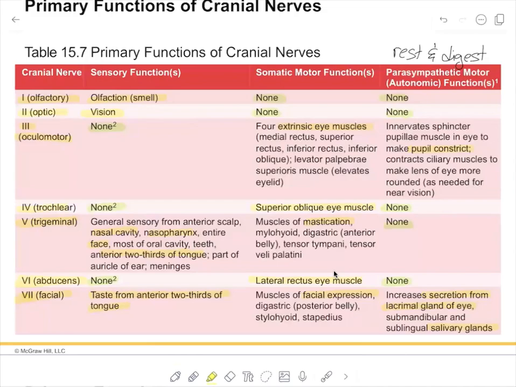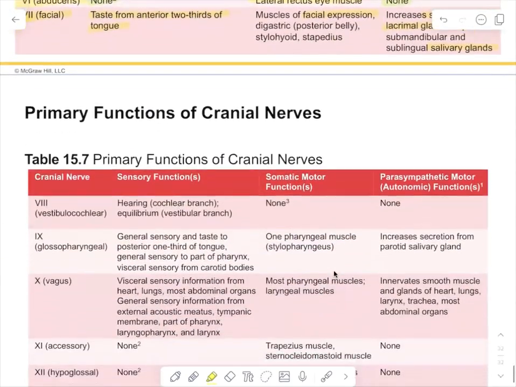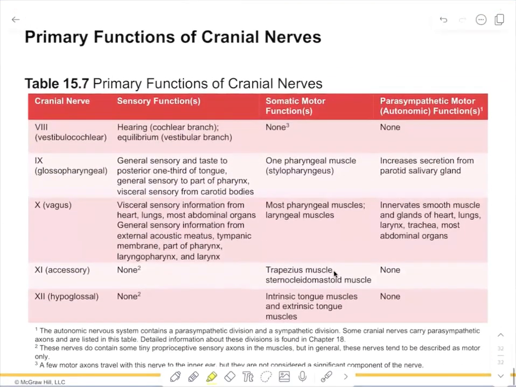to secrete saliva. For the last 6 cranial nerves, we have cranial nerve 8 called the vestibulocochlear nerve. Again, the ones that don't have either a sensory, motor, or parasympathetic branch, I'm just going to highlight with a light green. Its sensory function is hearing and balance, which is equilibrium.